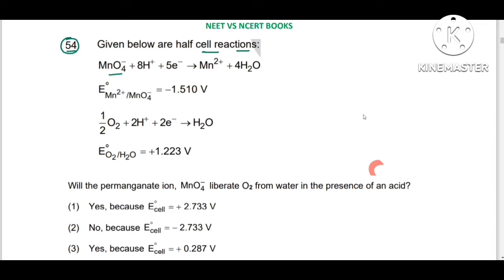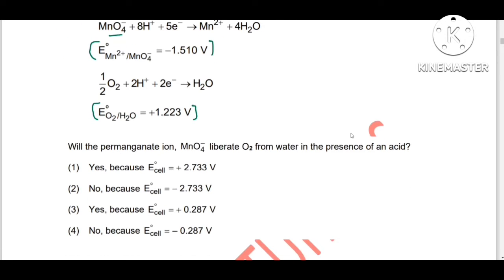The given below are the two optional reactions. Okay, this is one of the optional reactions and this is the E0 value of one optional reaction. Now let us come to the question. Will the permanganate ion, that means MnO4 minus, liberate oxygen from water in the presence of an acid? Here the question is that when permanganate, that means MnO4 minus, reacts with water, does it form oxygen or not? This permanganate ion forms oxygen and Mn2+. Here there is no need to balance this equation.